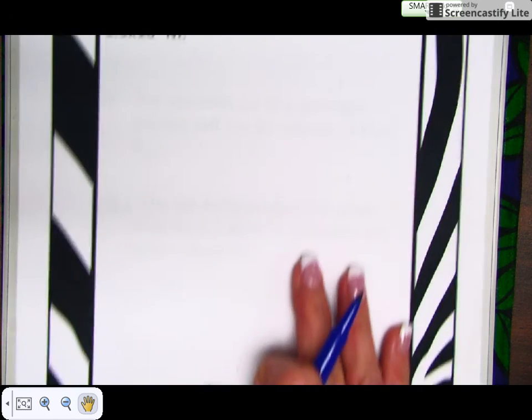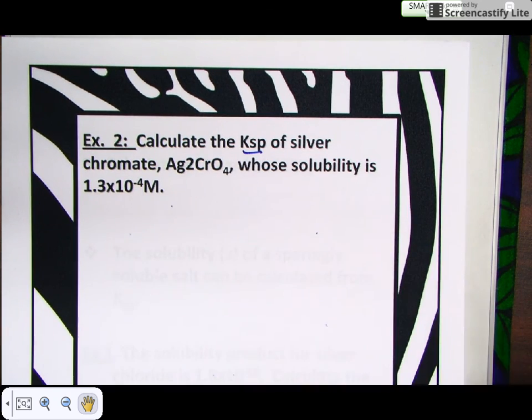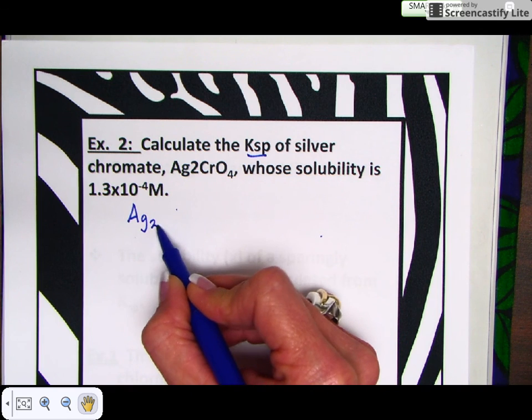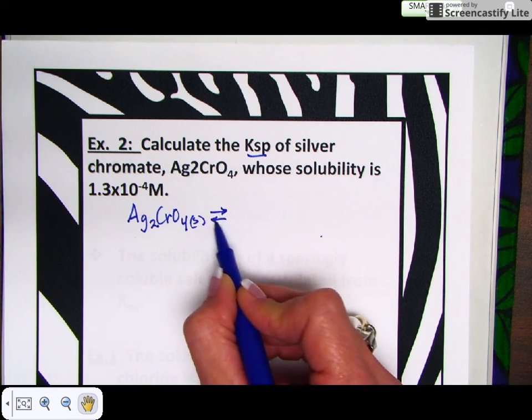All right, let's look at another example. Your example 2 in your notes wants us to calculate the KSP again for silver chromate. So we're going to write our equation, Ag2CrO4. That's a solid again. It's going to form an equilibrium.